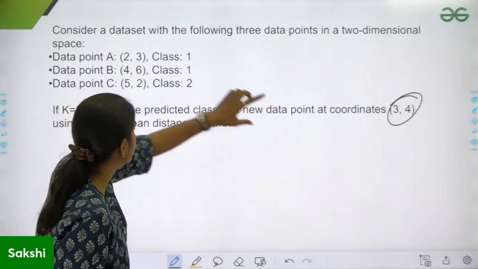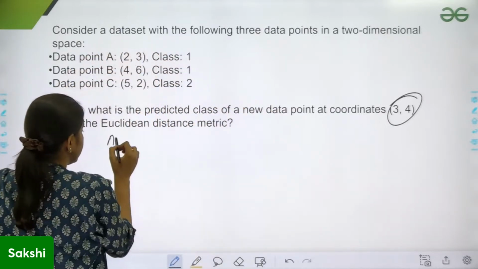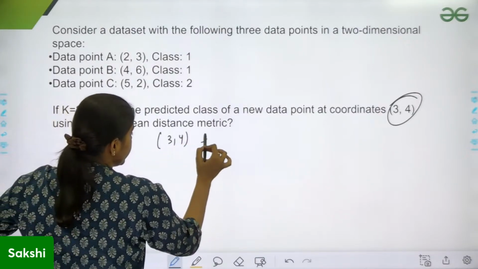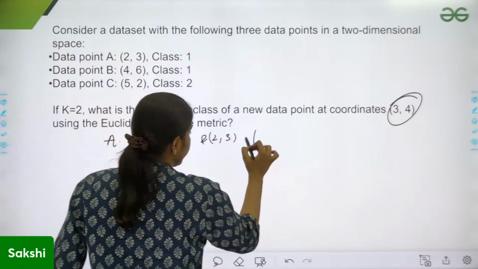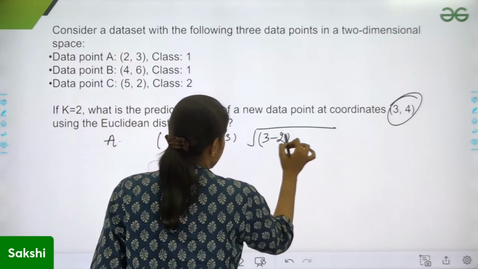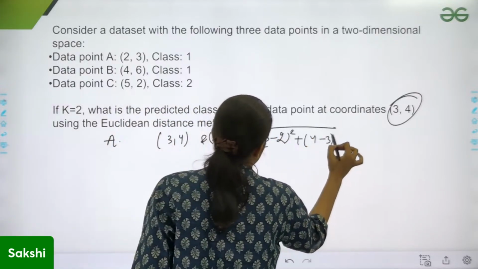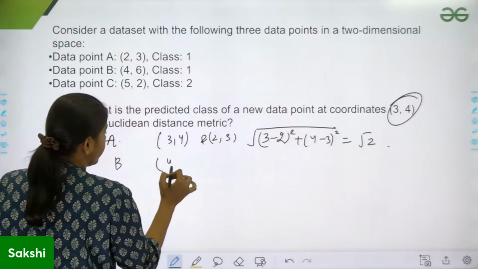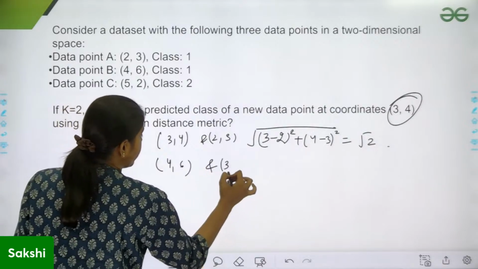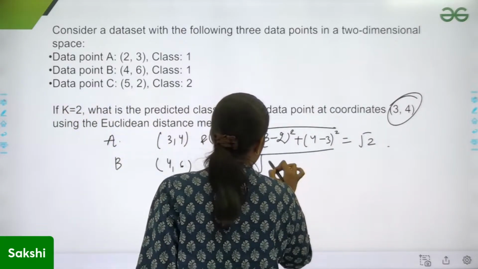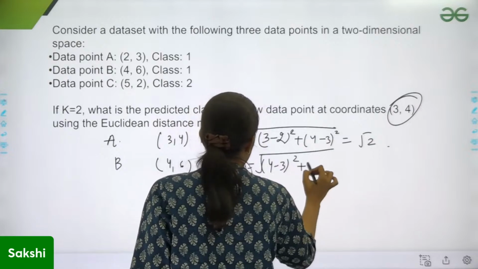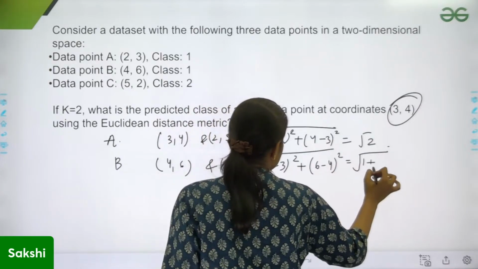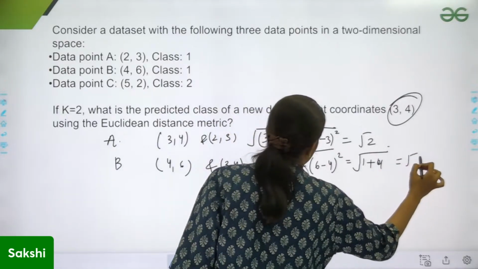I'll find the distance of (3, 4) from (2, 3), that is, the distance with A. So (3 minus 2) square plus (4 minus 3) square, that means square root of 2. With point B, (4, 6) and (3, 4): (4 minus 3) square and (6 minus 4) square, that means square root of 1 plus 4, that means square root of 5.